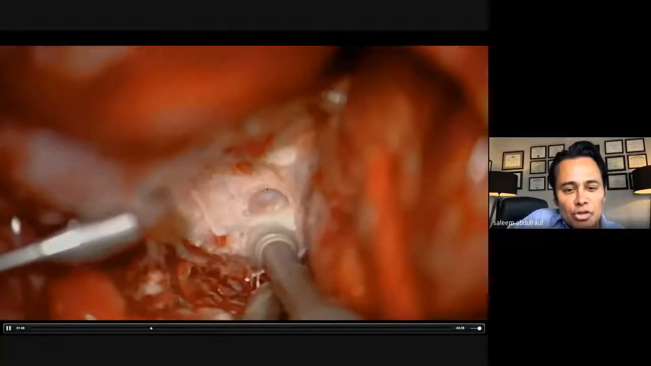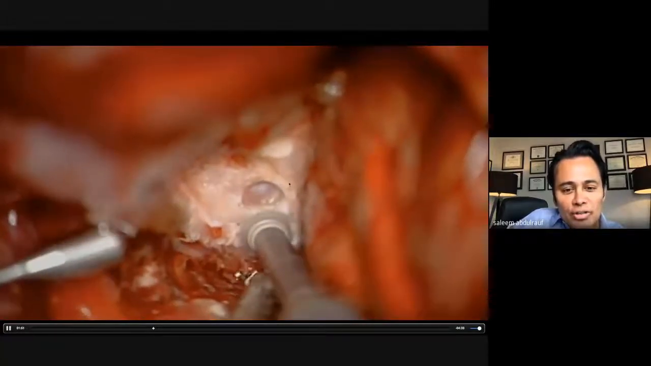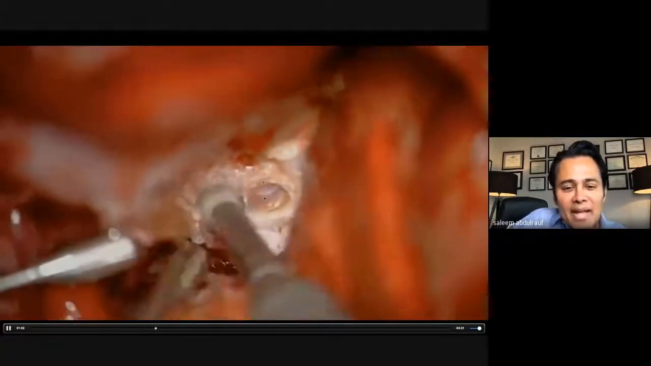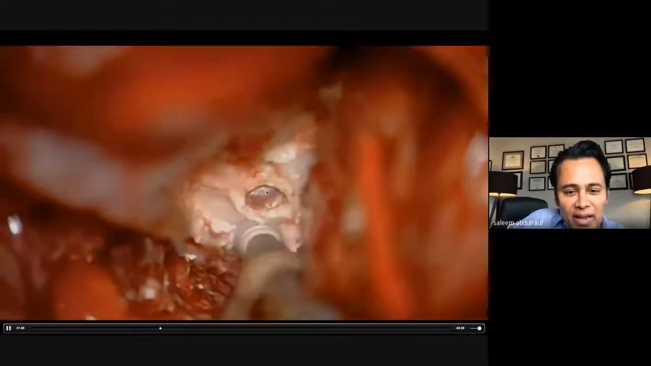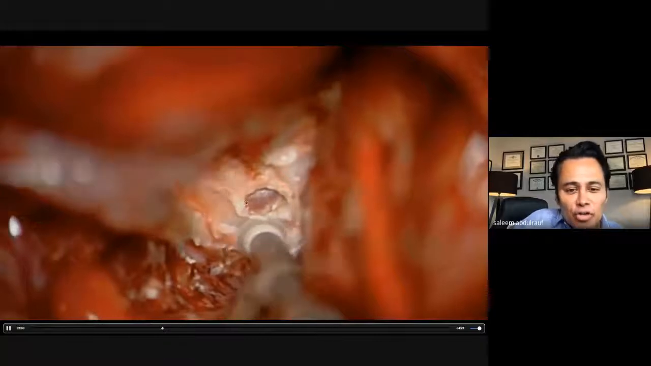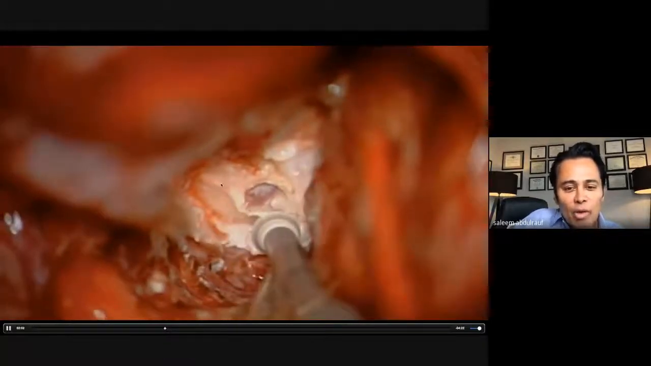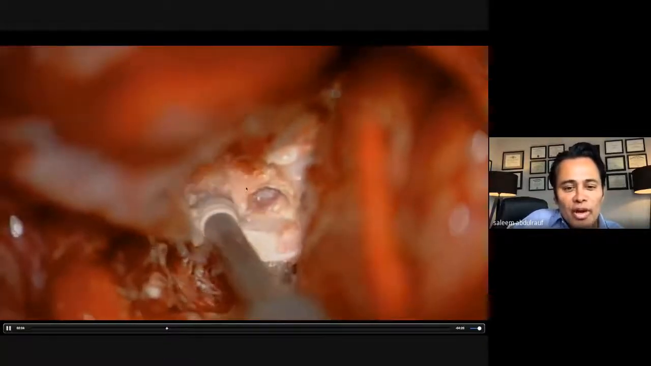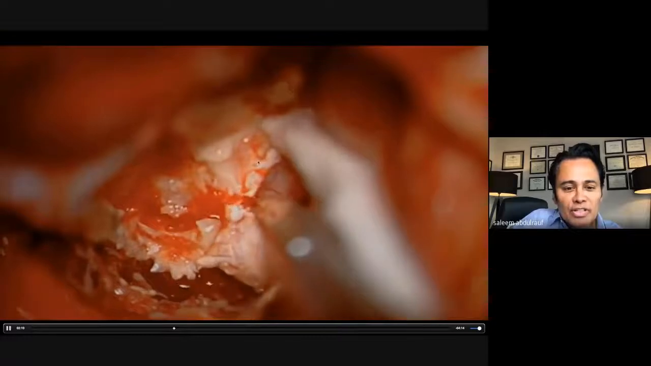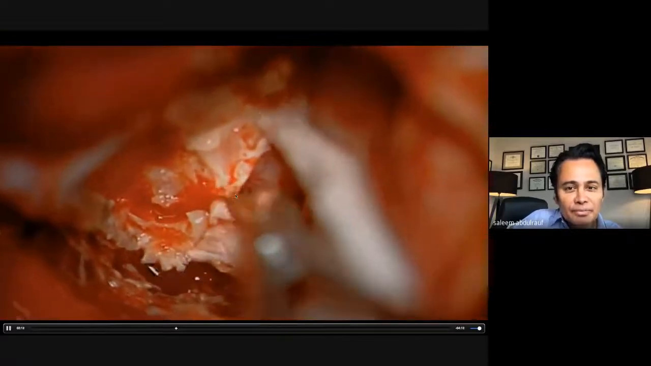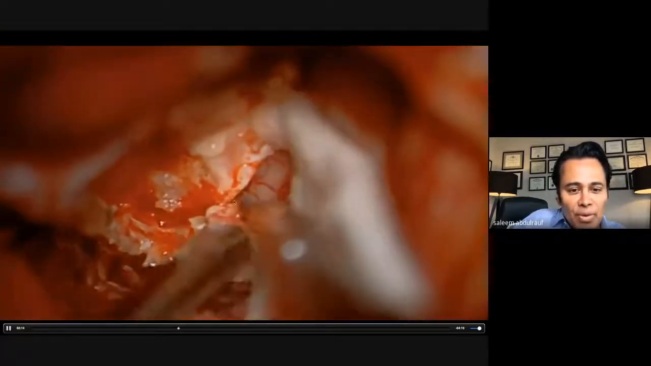So I'm here drilling the clinoid. The aneurysm is embedded in the bone. It's a very weird situation. You see that part of the aneurysm underneath the clinoid right there? This is why we needed proximal control. So here I'm drilling. Now we open the distal ring. This is the distal ring right here. I'm opening that.